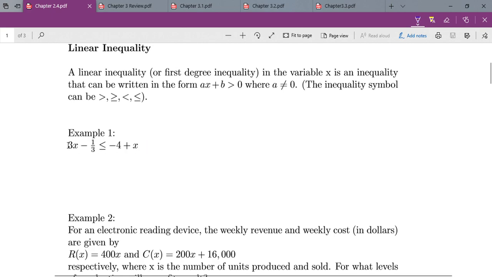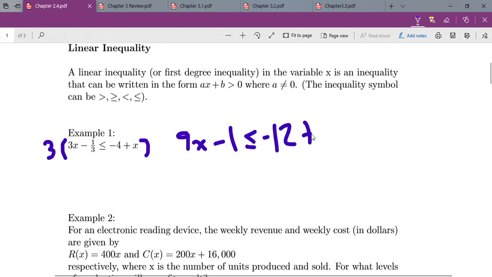Now, we can use the little trick if you don't like to deal with fractions. We can multiply by the denominator on everything to get rid of that fraction. That's perfectly fine. So we distribute this 3 here, we get 9x. Now 3 times negative a third is negative 1, so minus 1 is less than or equal to, and 3 times negative 4 is negative 12, and 3 times x is 3x.